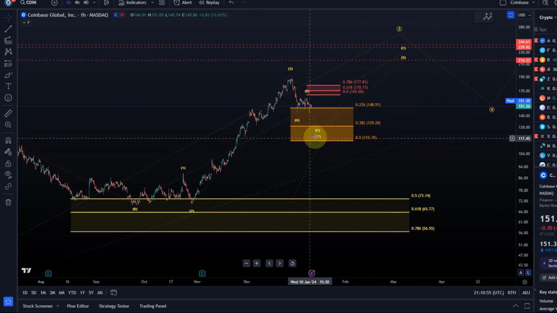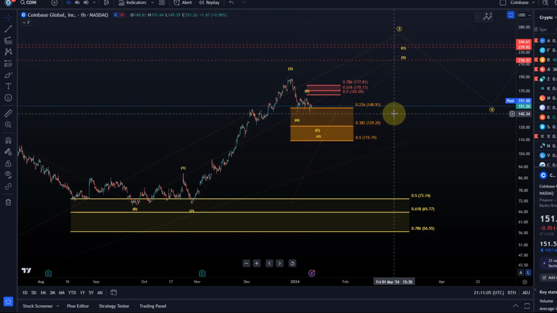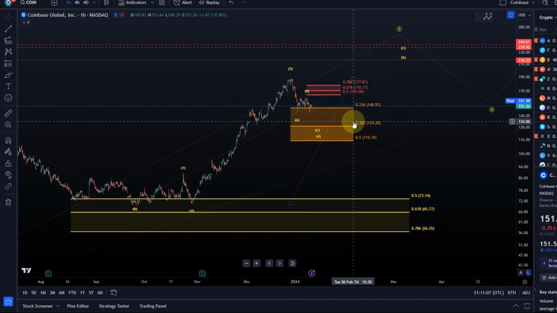Or if you don't scale into the box, you just look for an entry with your own strategy. It might be that you're looking for a reversal candle or something in this zone. Well, then you get a much better reward to risk ratio anyway, because you have a much tighter stop.